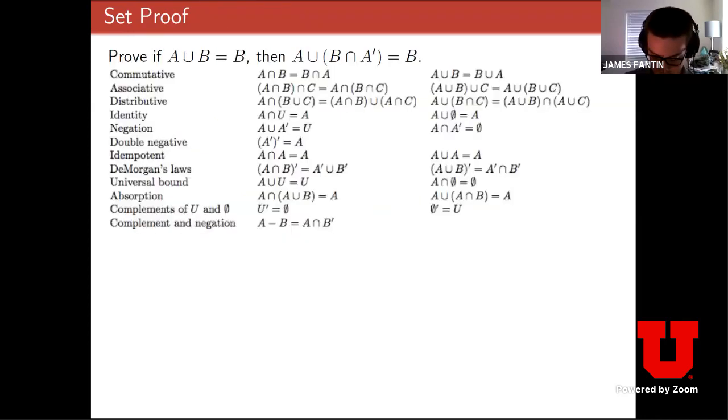And then there's a final problem that you can go ahead and work through on your own. It's just proving that if A union B is B, then A union B intersect with A naught is equal to B. You can work through that and go to any office hours if you have trouble with this.